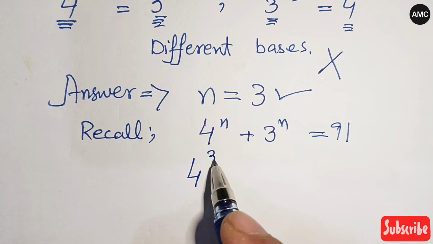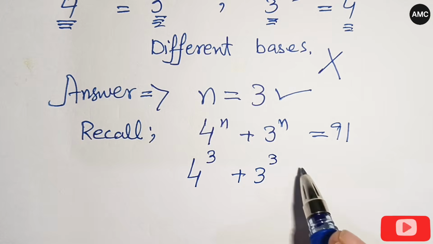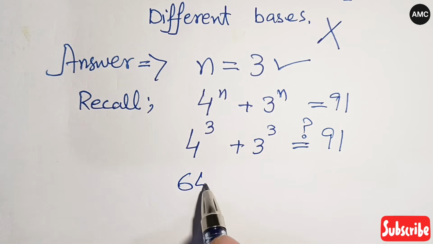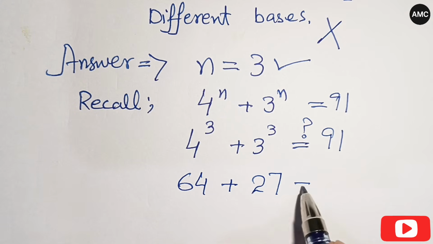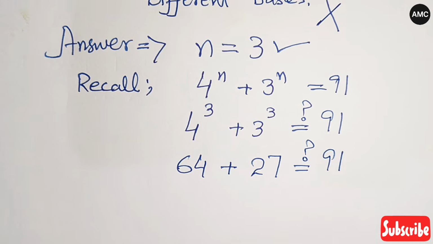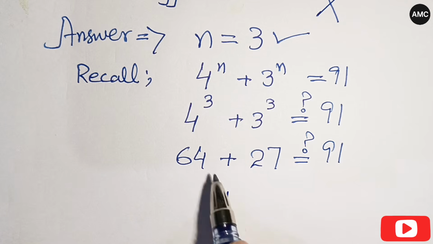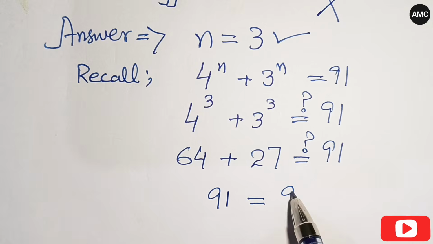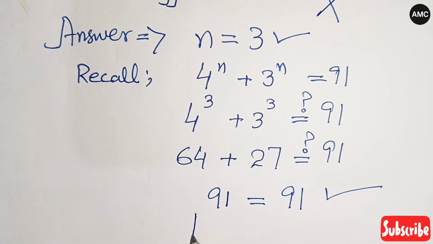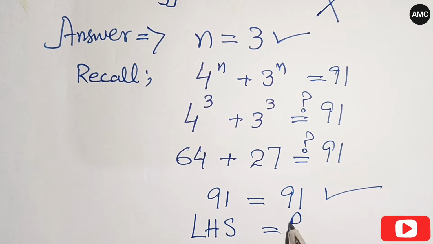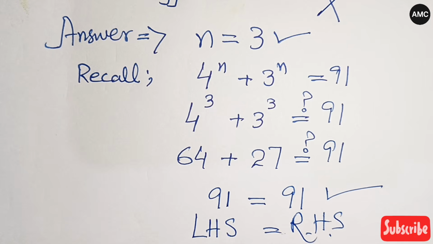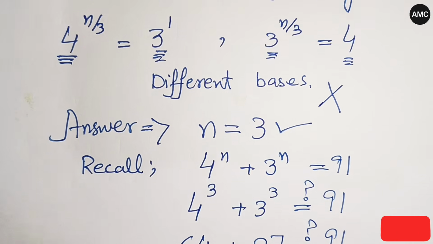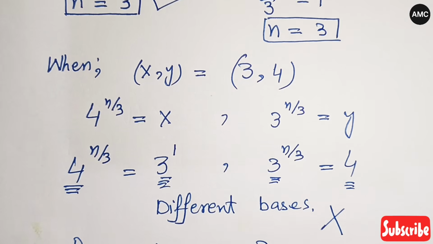So 4 to the power n is 4 to the power 3, and 3 to the power n is 3 to the power 3. Is it equal to 91? Now we know that 4 cubed is equal to 64 and 3 cubed is equal to 27. Is it equal to 91? Now adding, 7 plus 4 is 11, 1 carries, 6 plus 1 is 7 and 2 is 9. We get the same result, 91 is equal to 91. So our left hand side is equal to the right hand side. Hence we prove that the value of n, which is equal to 3, is valid for this problem. So our final answer is 3.